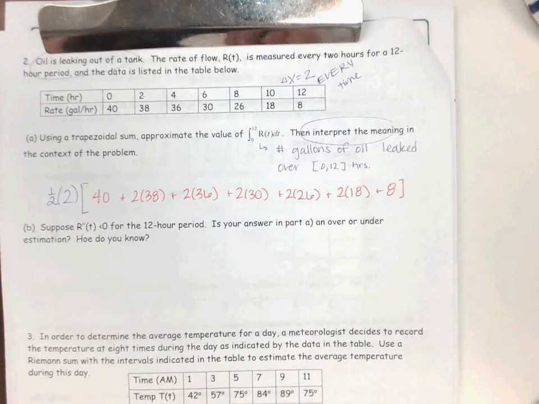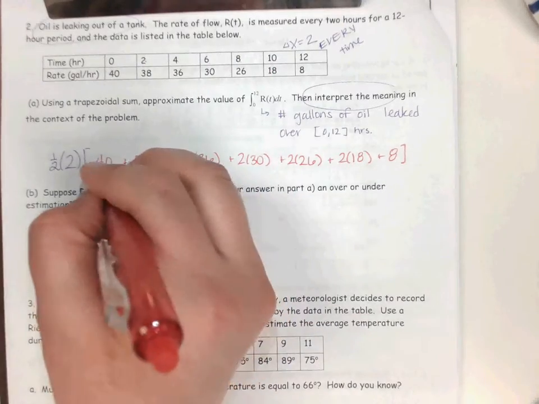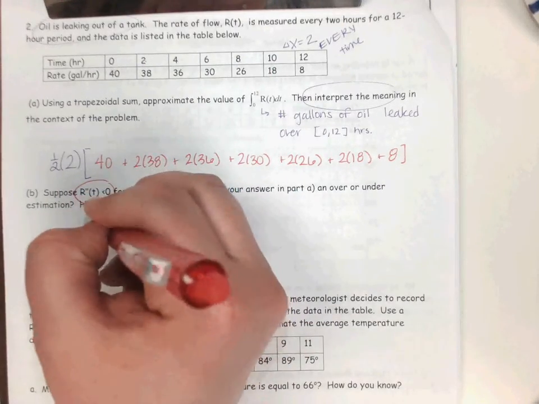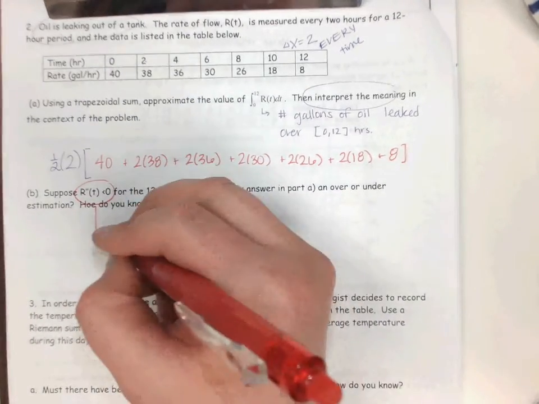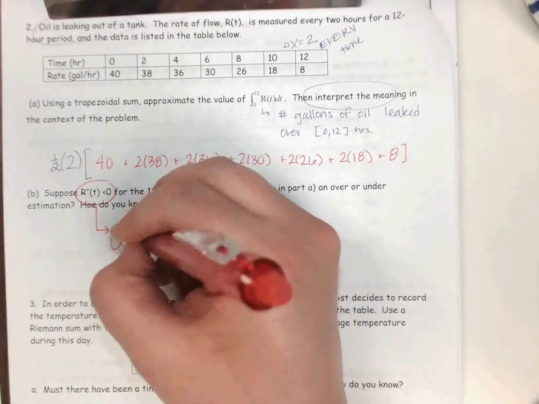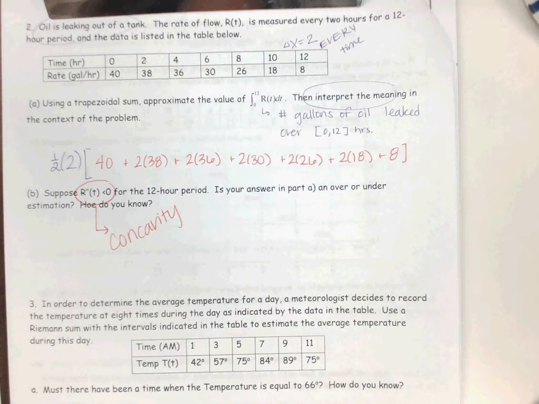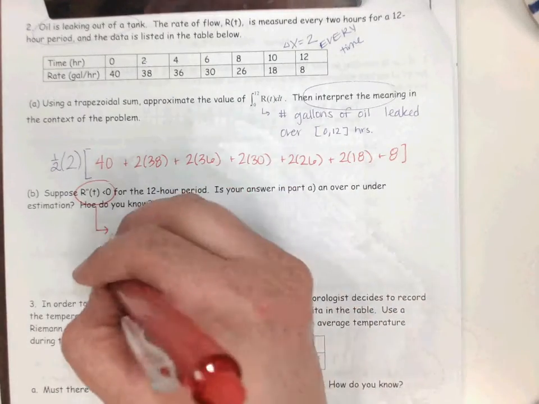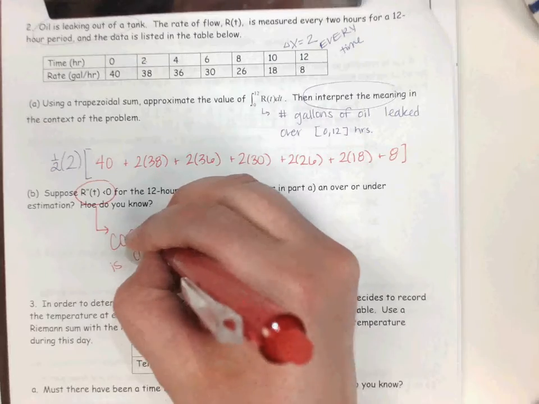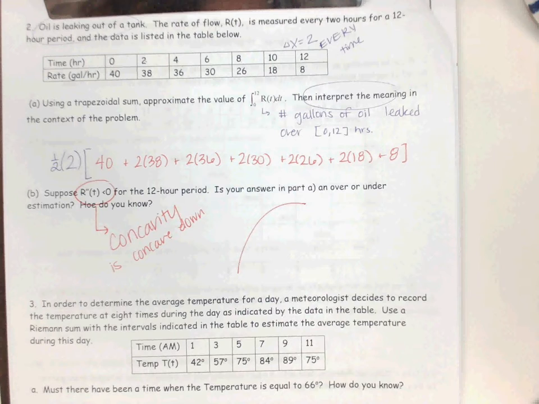Last part on here, letter B, we haven't done yet, but we're going to cover it right now. R double prime, what feature of the graph does that tell you? Concavity, good. If R double prime is less than 0, then what's my concavity? Concave down. So, I want you to draw a little picture of a graph that's concave down. We'll do like that.